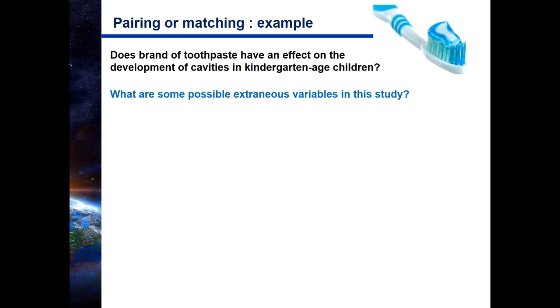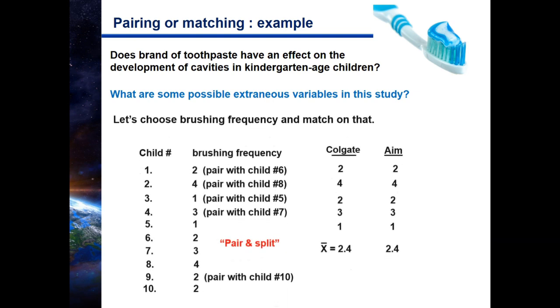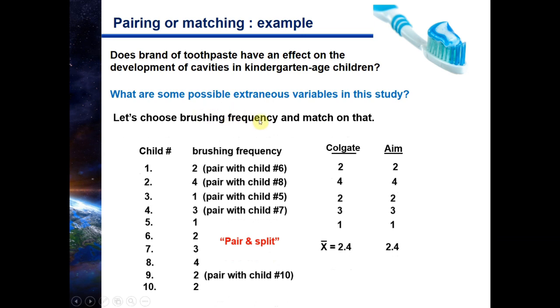All right. So there's lots of extraneous variables here that could determine the outcome on the dependent variable, right? It could affect the outcome of whether you get a lot of cavities or very few cavities. So we have to pick just one. So let's just pick brushing frequency. So how many times a day they brush.